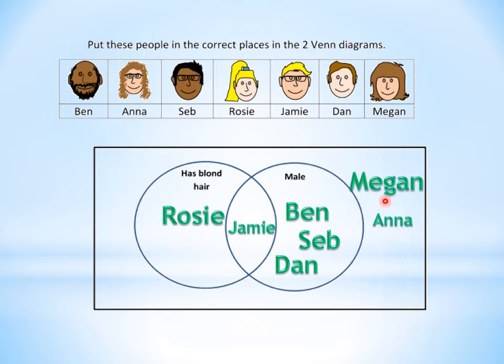Yes, Anna. This is the name of Anna. Okay, did I write Seb? Yes, Seb is written. Rosie is written. Jamie is written. Dan is written. The last name, Megan. She's not written in any of the two circles because she doesn't have blonde hair and she's not a male. So I will put her outside the circles.